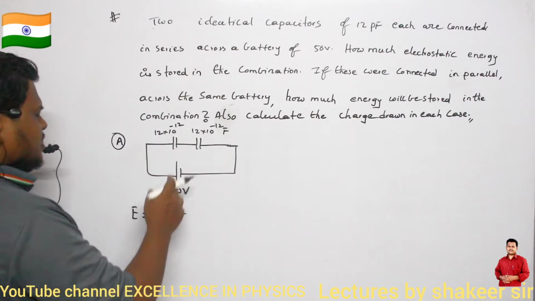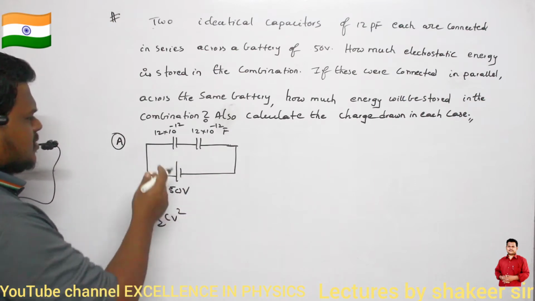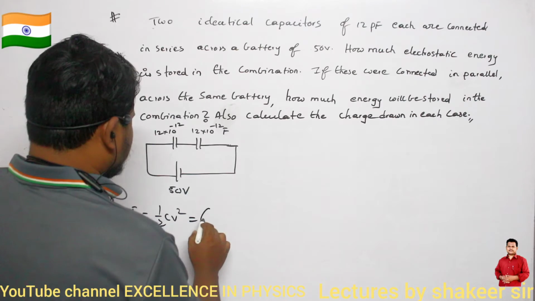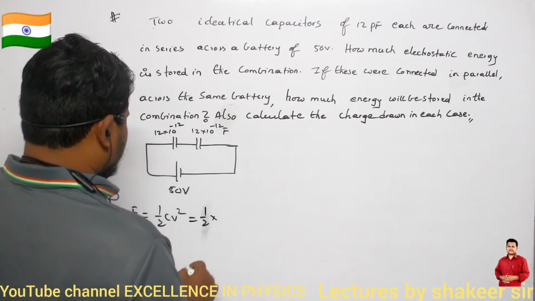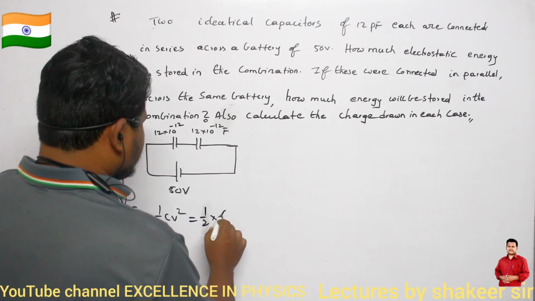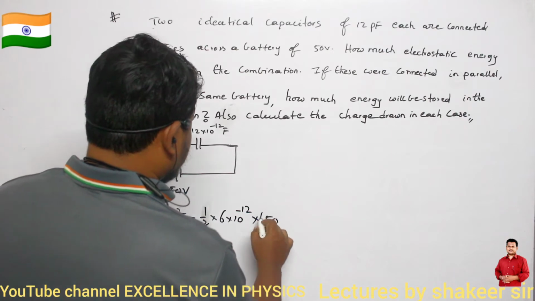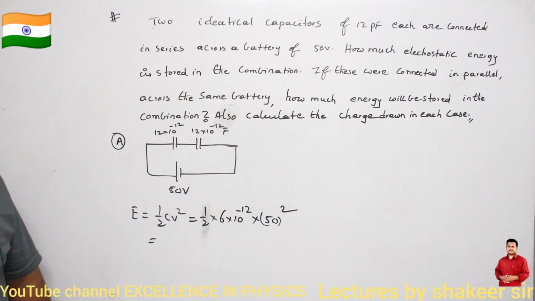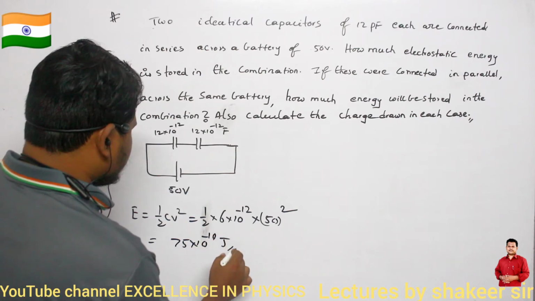Clear now? So equivalent capacitance is how much initially? Because they are connected in series, so 12 into 12 by 12 plus 12. So answer will be 6. So therefore, what is the total energy stored? Total energy stored will be half into equivalent capacitance 6 into 10 power minus 12 multiplied by potential 50 square. So this is the amount of energy stored. If I do this calculation, what is the answer I will get? 75 into 10 power minus 10 joules of energy.